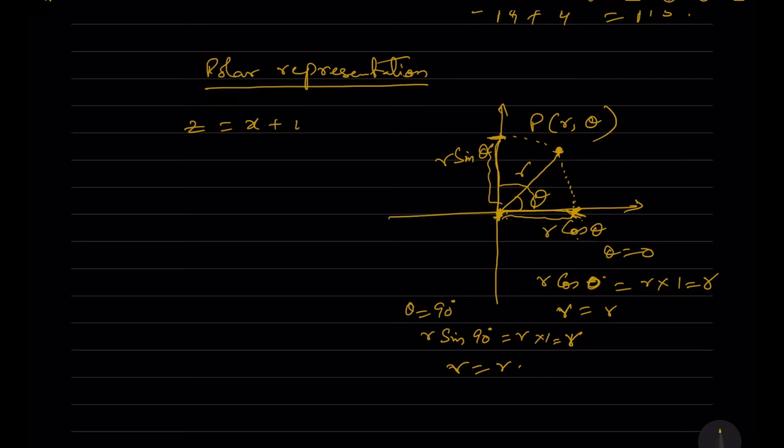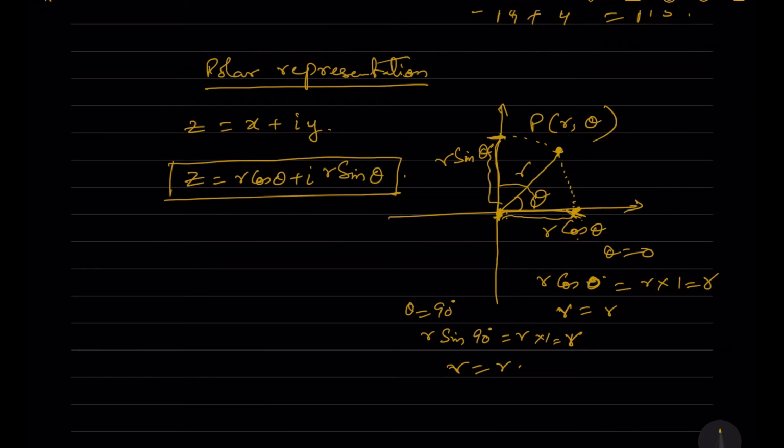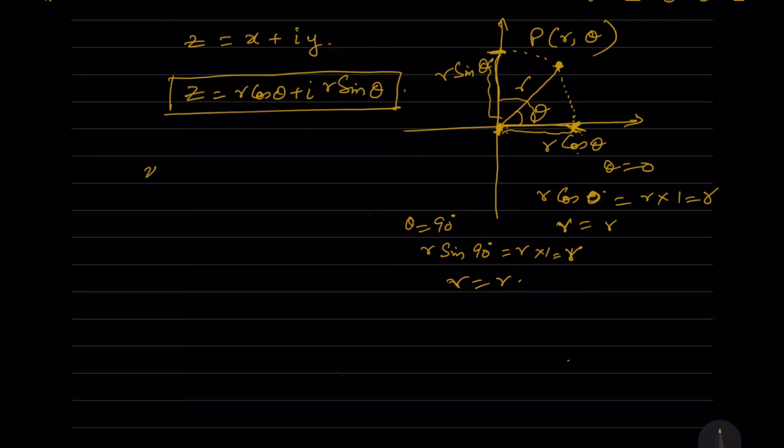Now z is equal to x plus iy, or iota y. This can be represented in polar representation, because here we are taking on the x axis r cos theta, plus i, and on the y axis we have taken r sin theta. This is called the polar representation. So we represent this in the form x is equal to r cos theta and y is equal to r sin theta, that is the imaginary number.